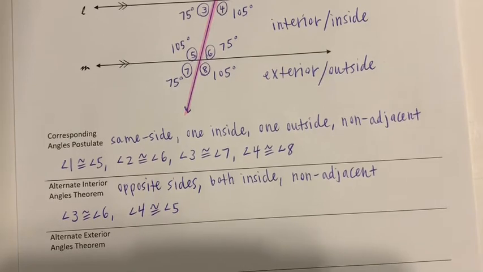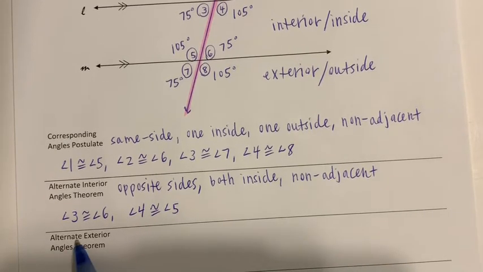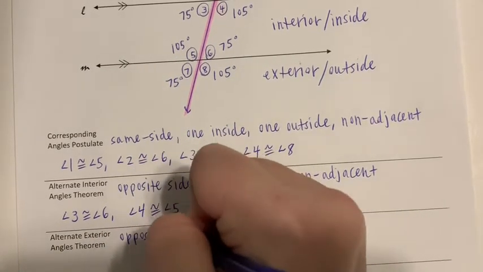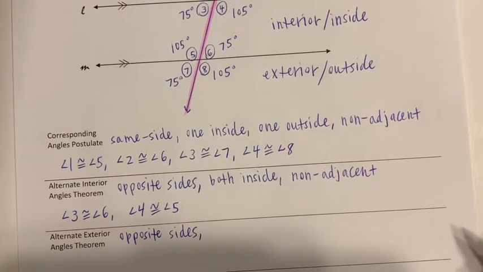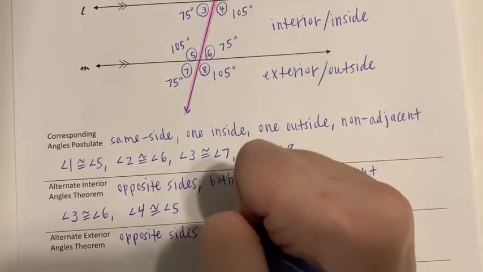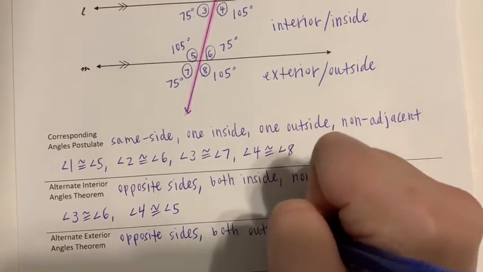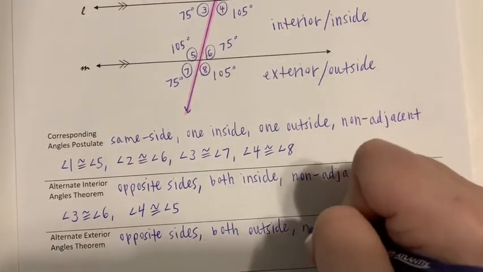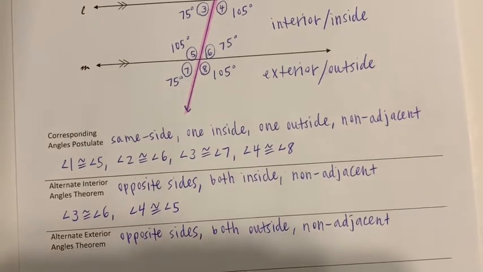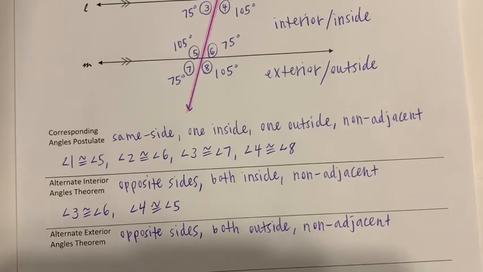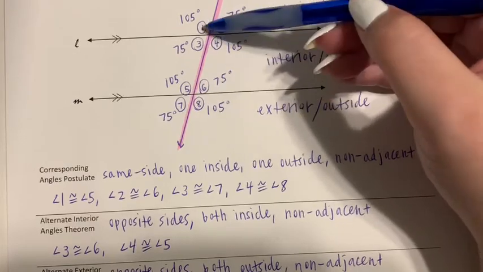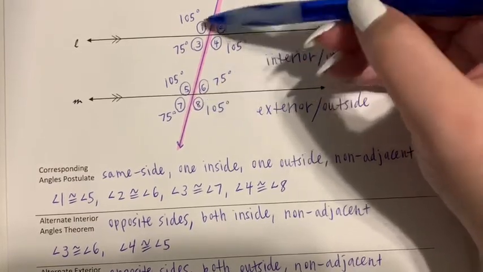Next up, I can do alternate exterior angles. So I see that word alternate, so that must mean they are on opposite sides of my pink transversal. I see exterior, so instead of both being inside, they're both going to be outside. They're in that outside exterior region. And I'm going to make a note that they are non-adjacent. So alternate exterior angles would be like angles 1 and 8 because they are on opposite sides of my pink transversal and they are both in the outside region.